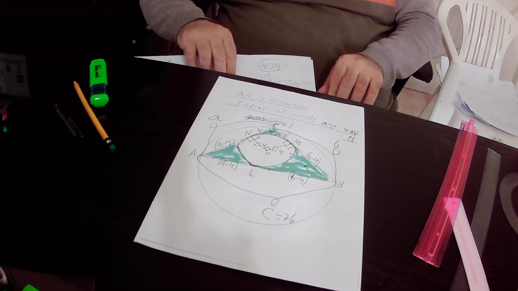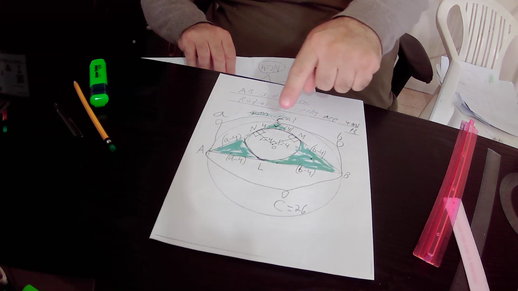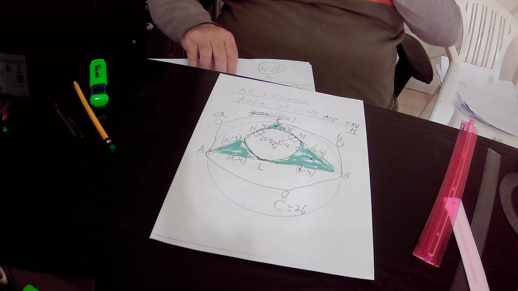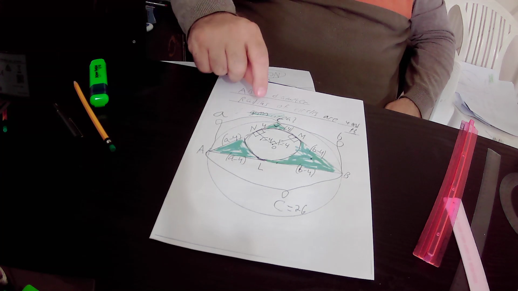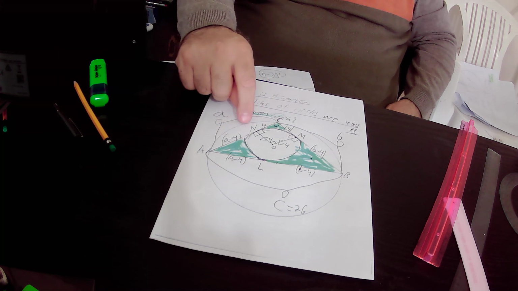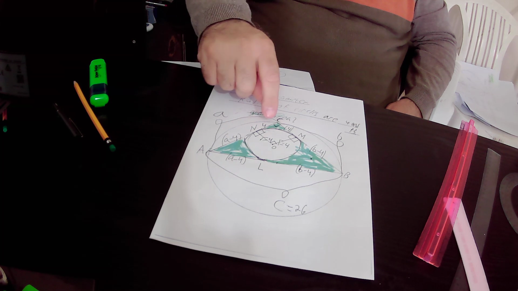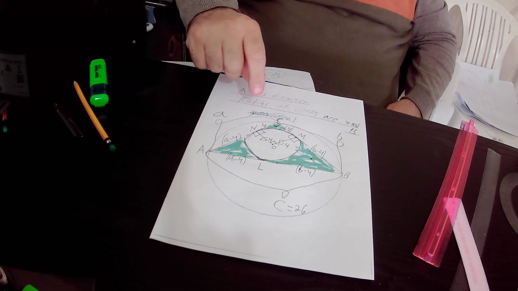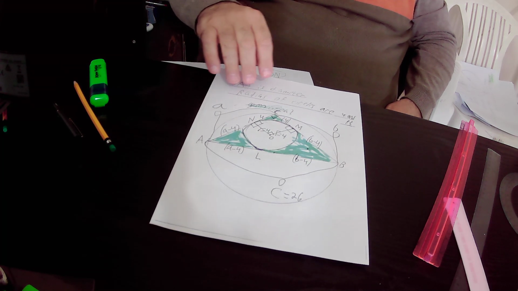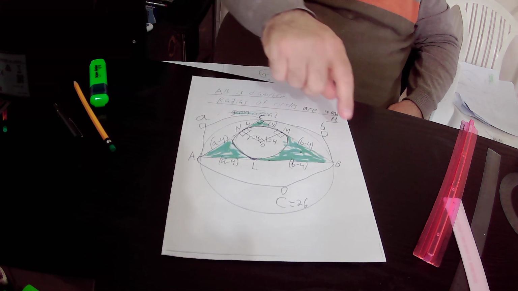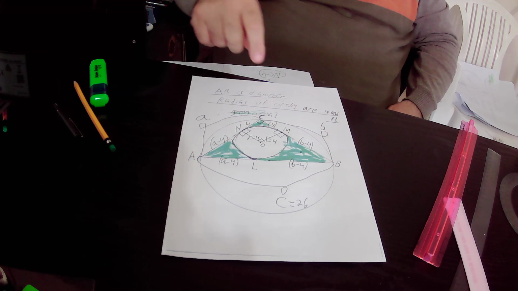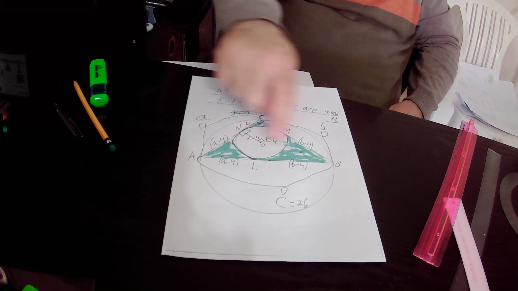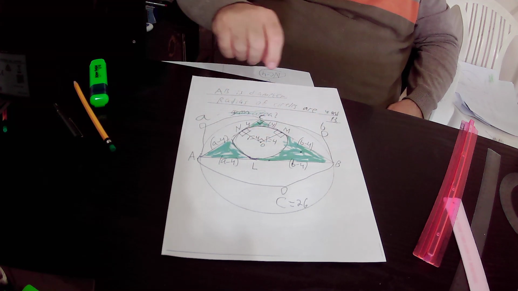So first of all, we define the center of this circle as point O. We define the point of tangency of tangent AC with this small circle as N, the point of tangency of tangent BC with this small circle as M, and the point of tangency of tangent AB with this small circle as L.